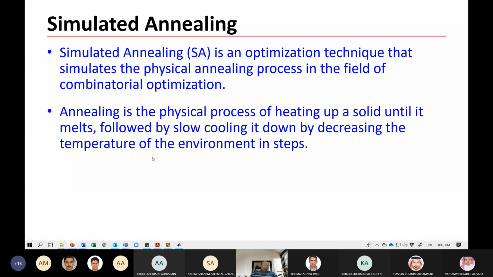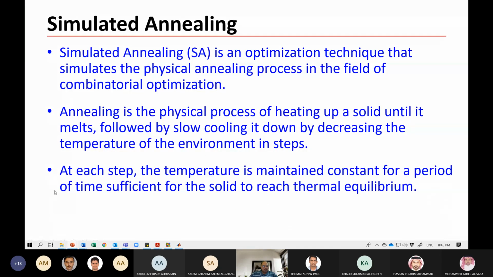At each step, the temperature is maintained constant for a period of time sufficient for the solid to reach thermal equilibrium, and there is no change in the particles' energy. So you reach the thermal equilibrium, and then you cool it down to a certain temperature.